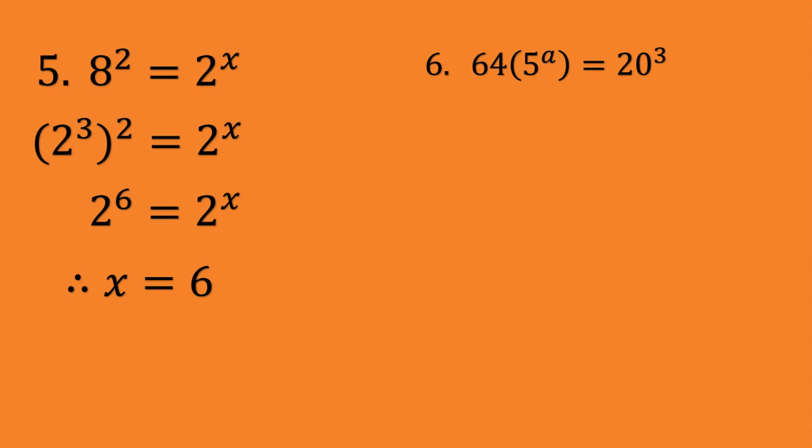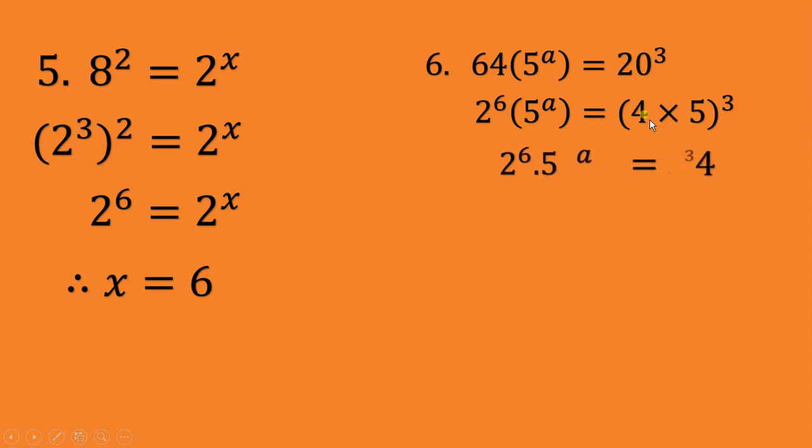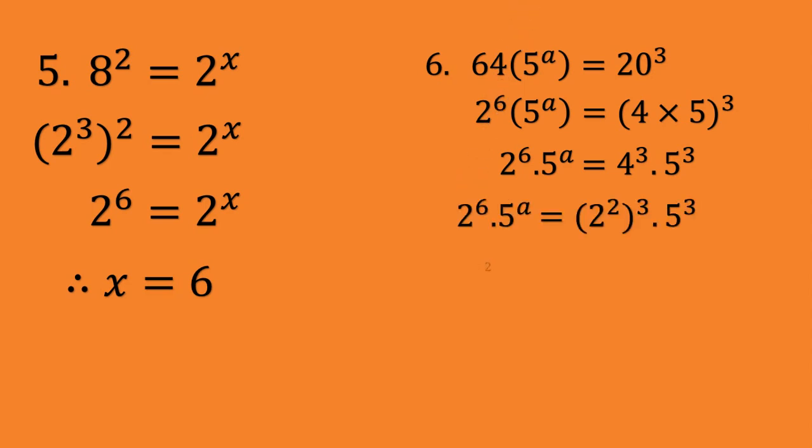In my next example, I've got 64 times 5 to the power a equal to 20 to the power 3. To rewrite 64 in terms of 2 to the power 6, and 20 we can write as 4 times 5. We're trying to make all the bases the same. That 4 can become a 2 now on that side. We've got 2 to the power 6 on the left side, times 5 to the power a. The 4 we can write as 2 to the power 2, first multiplying out the 3, of course, and then we change it to 2 to the power 2.